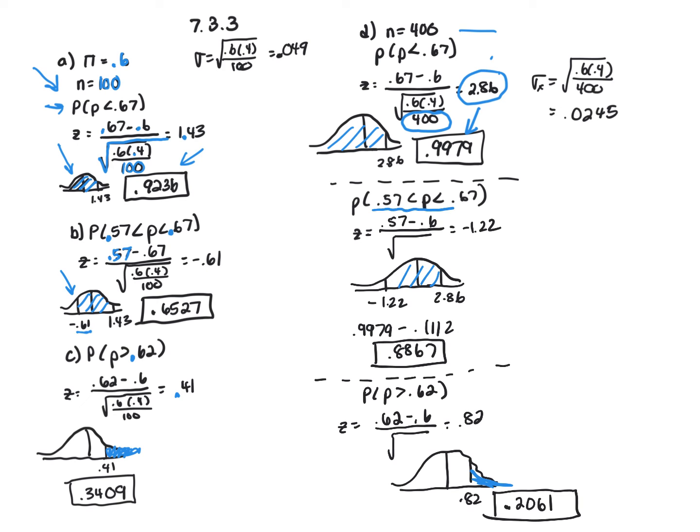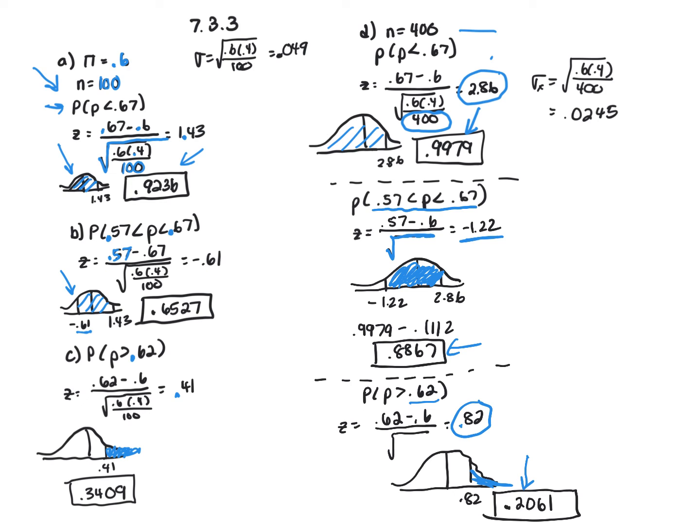This time we're doing in between 0.57 and 0.67, so we're using the same denominator every time, where your sample size is 400. I had to get a new z for 0.57, and I got negative 1.22. So this is what I'm trying to find, and that probability is 0.8867. The last one, you're trying to find the probability it's greater than 0.62. I found a new z, and the area corresponding to that is 0.2061.